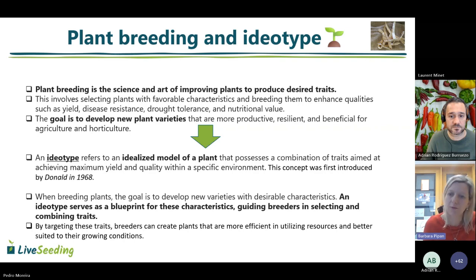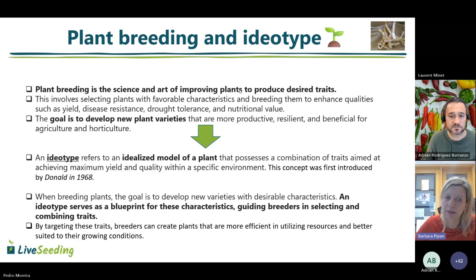So from this point of view and these objectives comes our ideotype. It refers to an idealized model of a plant that possesses a combination of traits aimed at achieving maximum yield and quantity within a specific environment. So the ideotype is something we want to reach. We want to get from already available germplasm, and in which direction we will improve it through the breeding program to reach the ideotype. And the ideotype is strongly associated with our breeding objective.